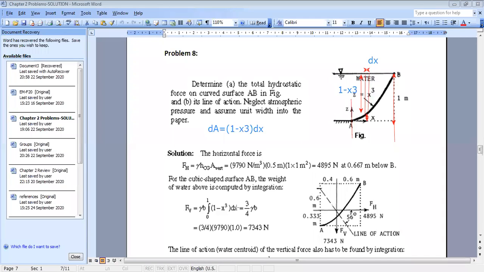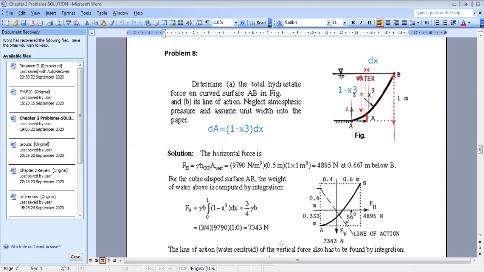Okay, it's a very simple integration. It will give you x minus x to the fourth over 4 between 0 and 1. If you replace, you get 3 over 4. Okay, so F vertical is 3 over 4 gamma b, and you can calculate.